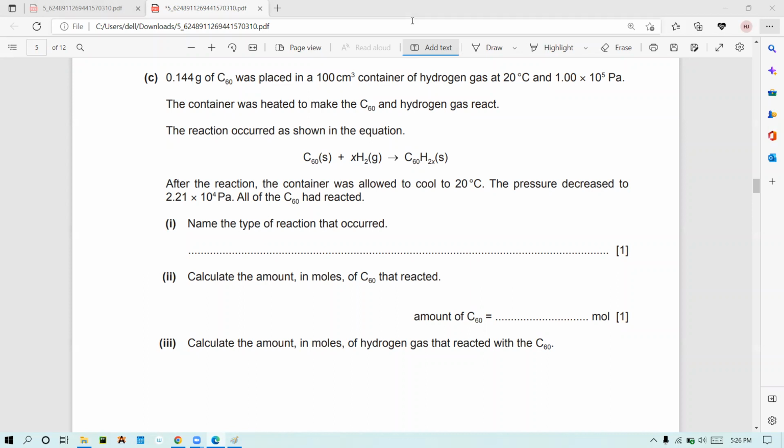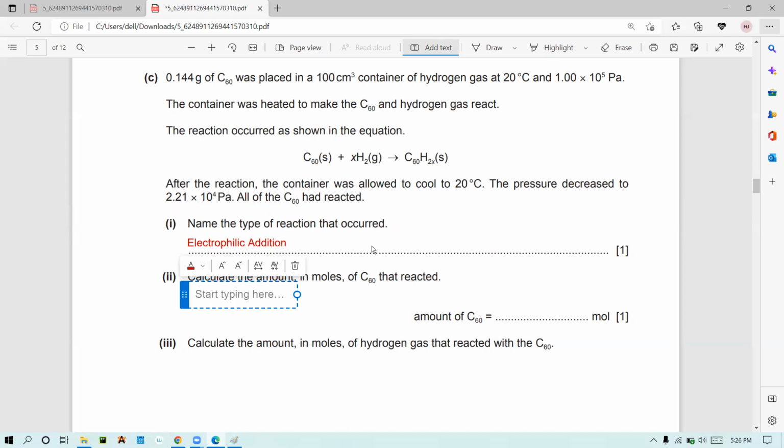Name the type of reaction that occurs. If the compound has double bonds, the type of reaction happening is addition. If you want to be very precise, we can call it electrophilic addition. Electrophilic addition is a typical reaction type of alkenes. Next one, calculate the amount in moles of C60 that reacted.